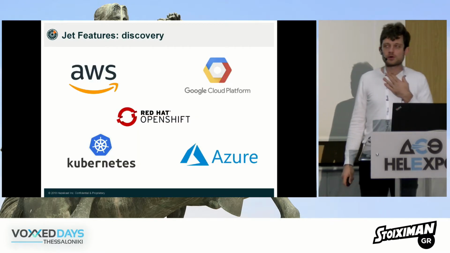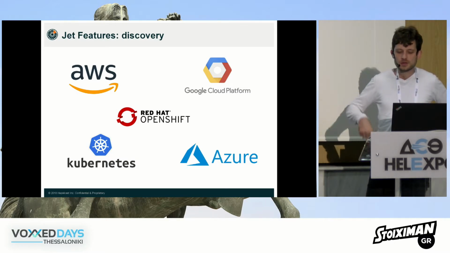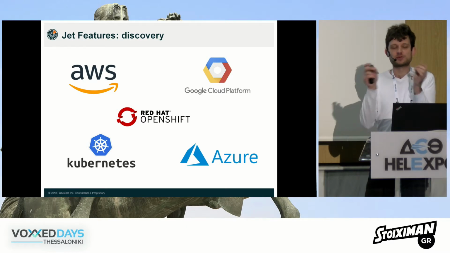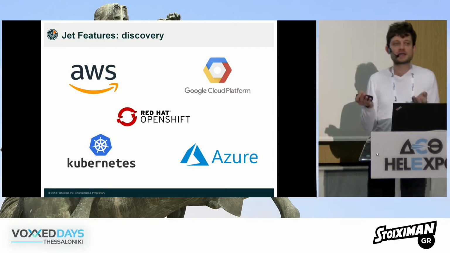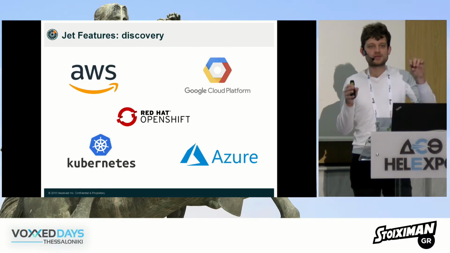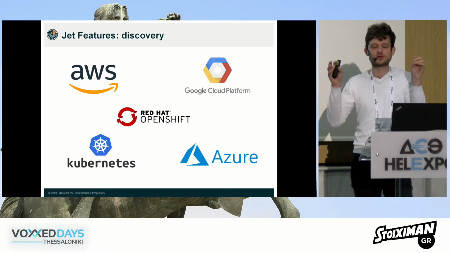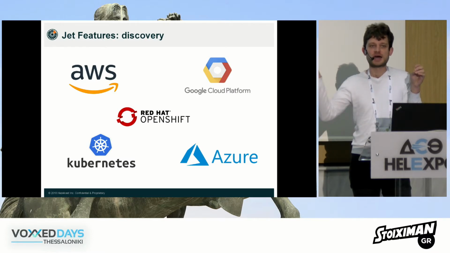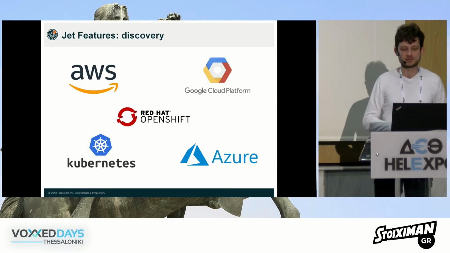We also support discovery in multiple platforms. Members discover themselves automatically, not only on localhost or by multicast in the local network, but we have plugins for multiple cloud environments. So you just run your Hazelcast Jet instance on, for example, an AWS instance, and it automatically creates a cluster with your other Hazelcast Jet instances deployed on other EC2 instances.